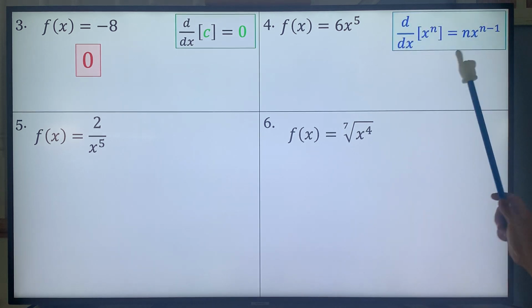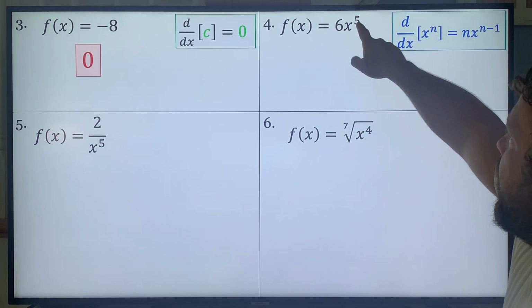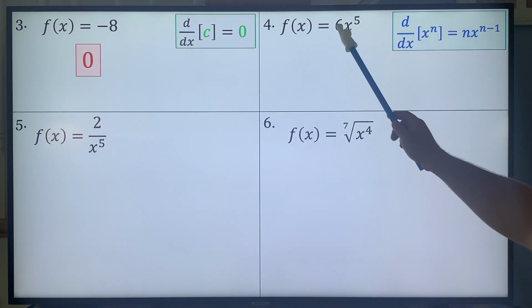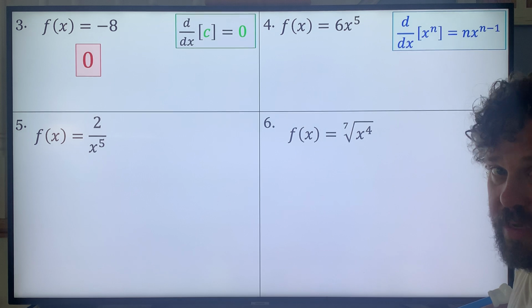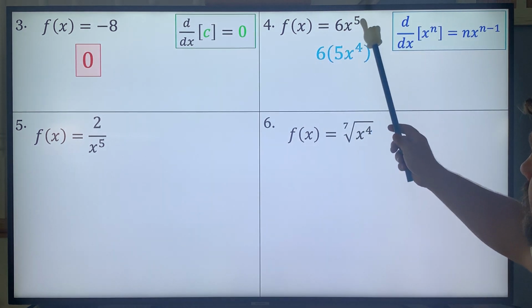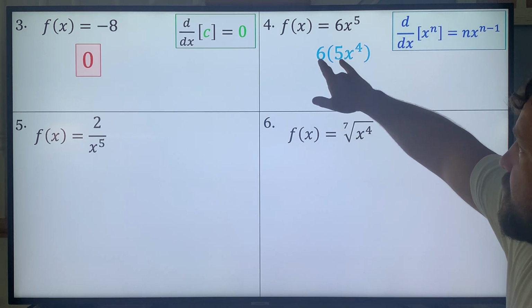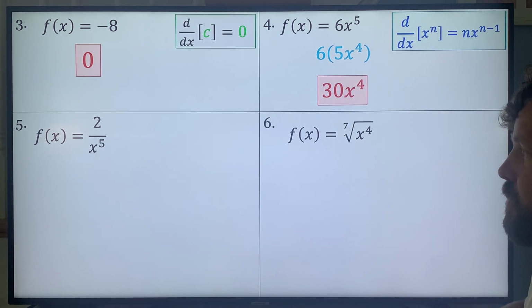Now here we're going to have to use our power rule. N, which is our exponent, times x to the, whatever your exponent is, minus 1. And if there's a constant out front, you just multiply it by the constant in the end. So this becomes 6 times 5, x to the 5 minus 1, which is 4. And then you multiply the constants. 6 times 5 is 30x to the 4th.